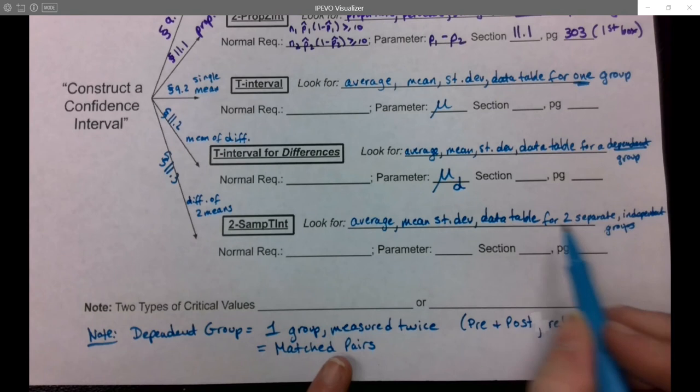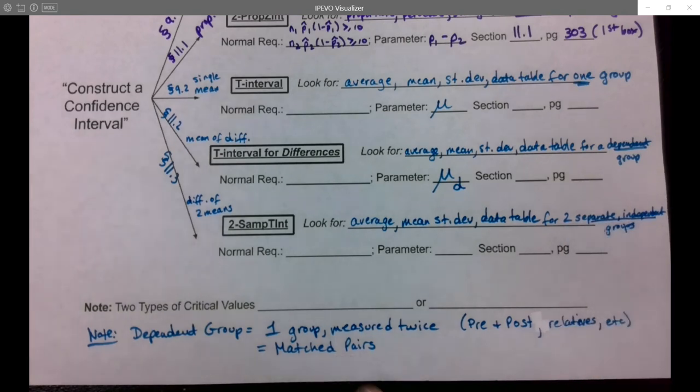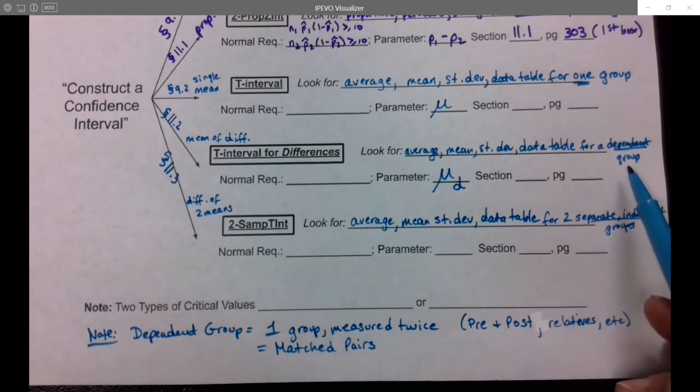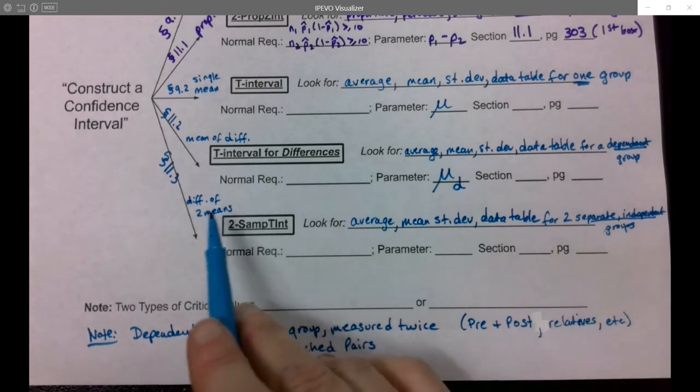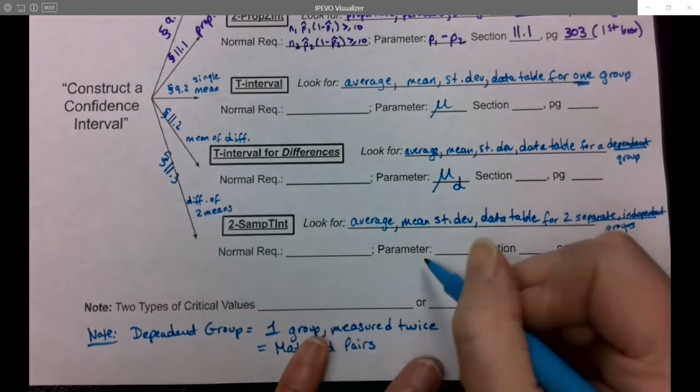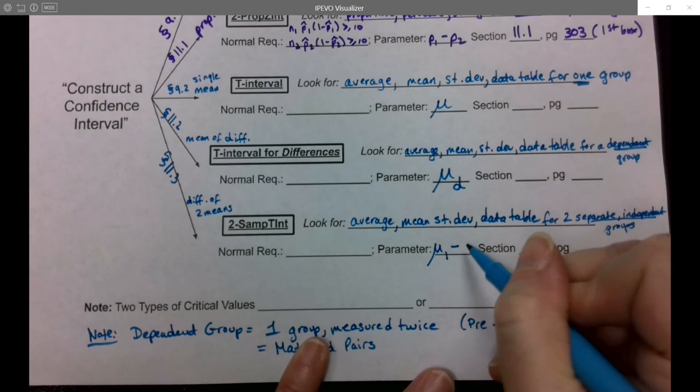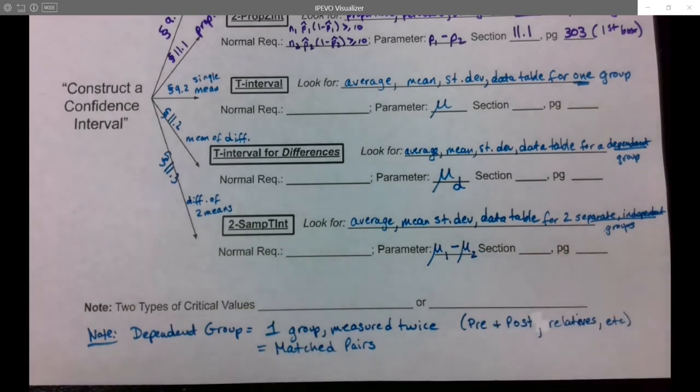Down here, if they're two separate independent groups, right? Two groups completely measured once, measured completely different from each other. They have no relationship, as opposed to dependent groups, which have a relationship. So what you're looking for there is the difference of the means. So you're looking for, hey, how does the mean for group 1 differ from the mean from group 2?